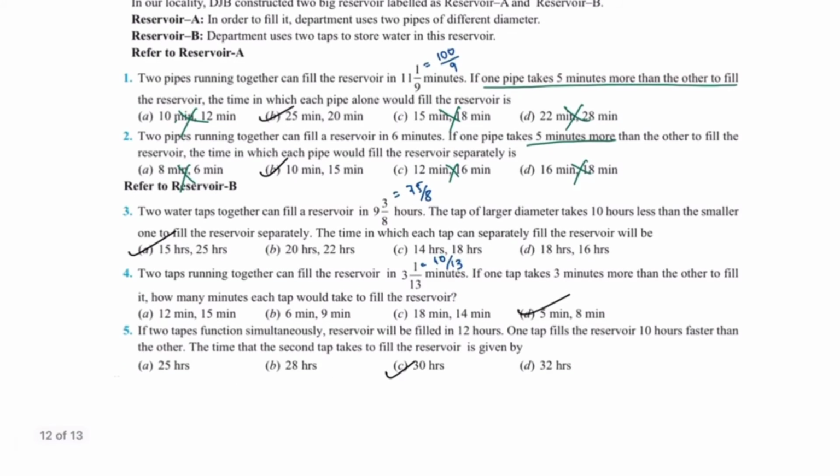Similarly, now the time difference is 10 hours. So see, 20 and 22 cannot be the case. 14 and 18 will not work. 18 and 16 will not work. 15 and 25 has to be the thing. One tap takes 3 minutes more than the other. So again, you see, now this one we actually needed to solve. Why? Because there is a 12-15 minutes, which could have been the case. It could have been 6 minutes and 9 minutes. So we did not waste our time solving this one.